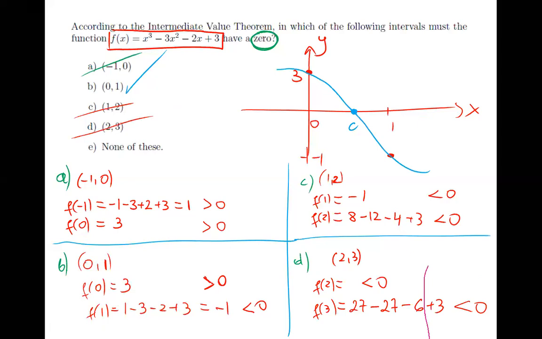I really need one value above, one value below. Okay, that means this doesn't work, this doesn't work, this doesn't work. B is the correct answer. Okay, I hope we understand the intermediate value theorem. Okay, that's everything for chapter 1.